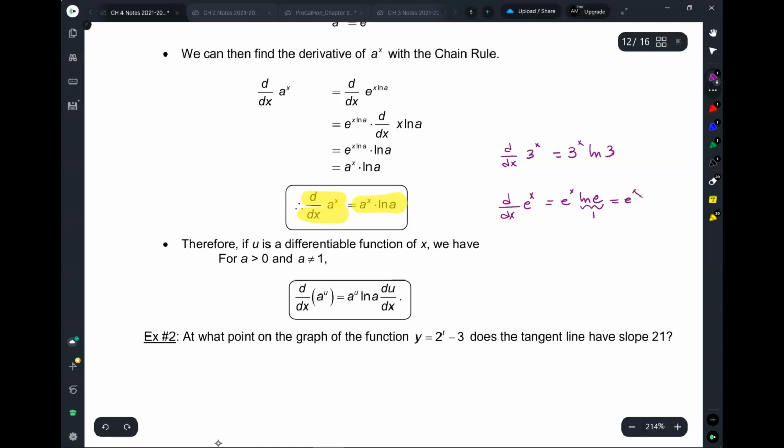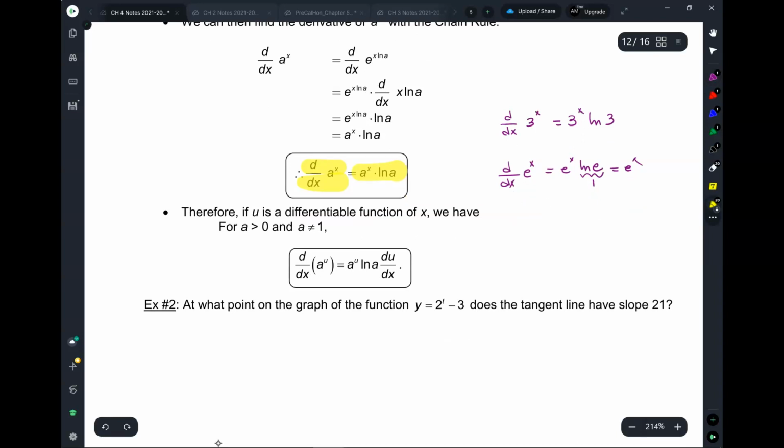So you see how it's consistent. Oh, so that's why it's e to the x. Right. So bottom line, you have to memorize that. Okay? All right.